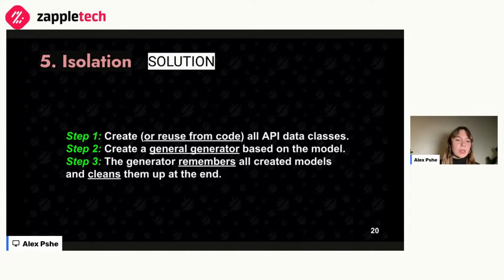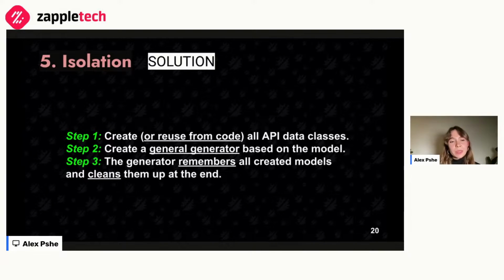And that's why we can also say there is a scalability point here, because we can add new data classes for API, and it will work automatically. So again, we will remember this information and we will clean it up in the end. So yeah, that's basically it.